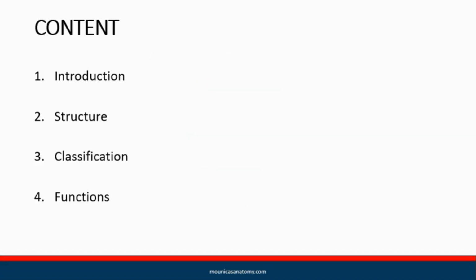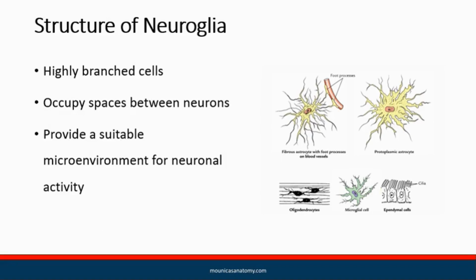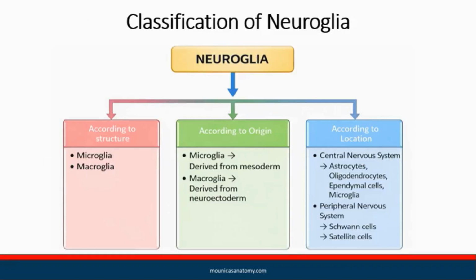Neuroglia, part 1. Let's study introduction, structure, classification, and functions of neuroglial cells. Neuroglia provide structural and functional support to neurons, do not propagate nerve impulses, are 5 to 10 times more numerous than neurons, and constitute more than half of the brain's weight. Structure: highly branched, occupy spaces between neurons, and provide a suitable microenvironment for neuronal activity.